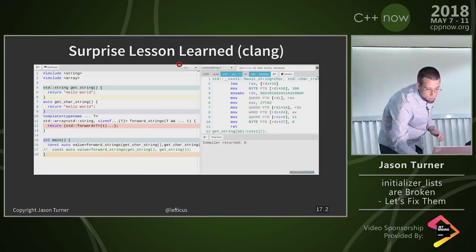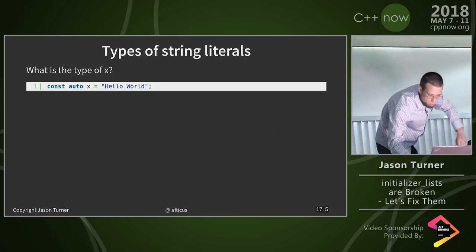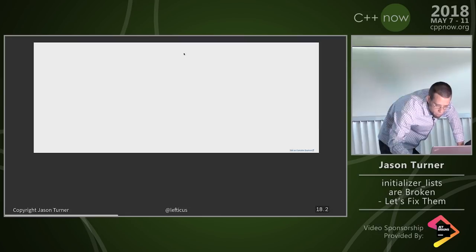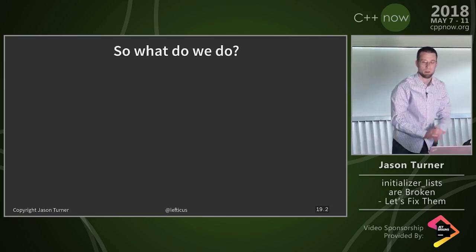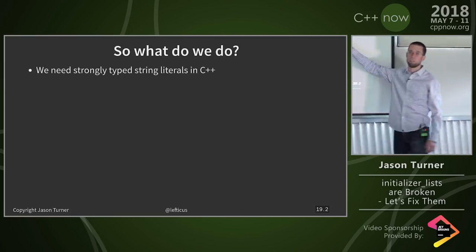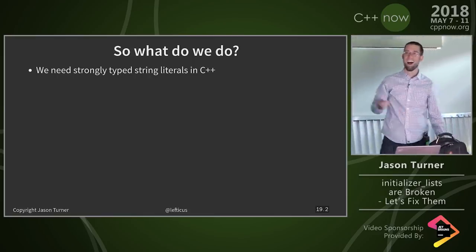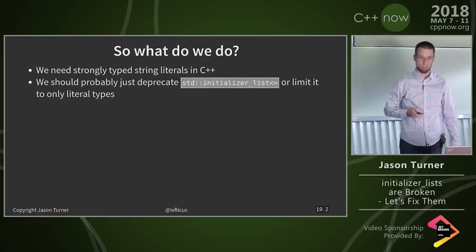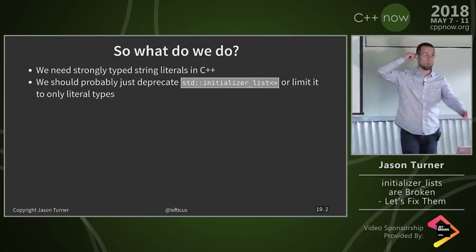Okay, so that's handy. I got way far back in my scrolling. Where am I? Okay, that's where we just were. So, conclusion part two. Now what do we do? We need strongly typed string literals in C++. This is my conclusion from working on this project. I really like the idea of strongly typed string literals. We should probably just deprecate initializer list, really. It's almost impossible to use it correctly.